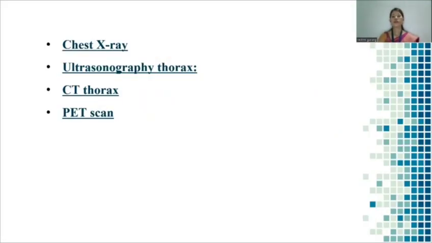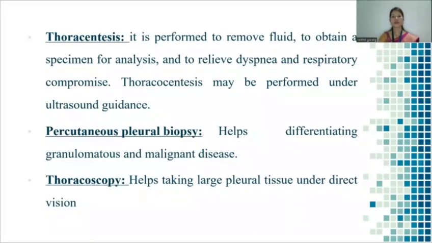Other investigations you can do are chest X-ray to confirm the diagnosis, ultrasonography of the thorax, then CT thorax, and also PET scan in case the patient has any kind of malignancy or tumor. Others are thoracentesis, which is done for both therapeutic and diagnostic purposes, and then percutaneous pleural biopsy and thoracoscopy, which helps to take large pleural tissue under direct vision.